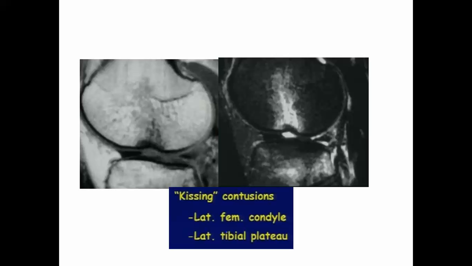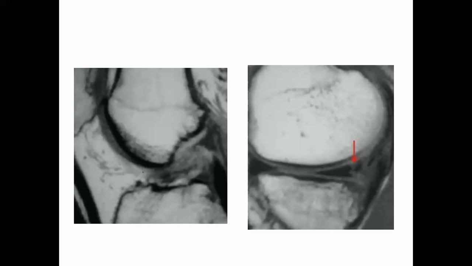Here we have what's called kissing contusions, this area and that area. Kissing contusions usually involve the lateral femoral condyle and lateral tibial plateau, and usually the related meniscus is involved in a tear, like this one. There is a torn meniscus and there is a torn ACL.